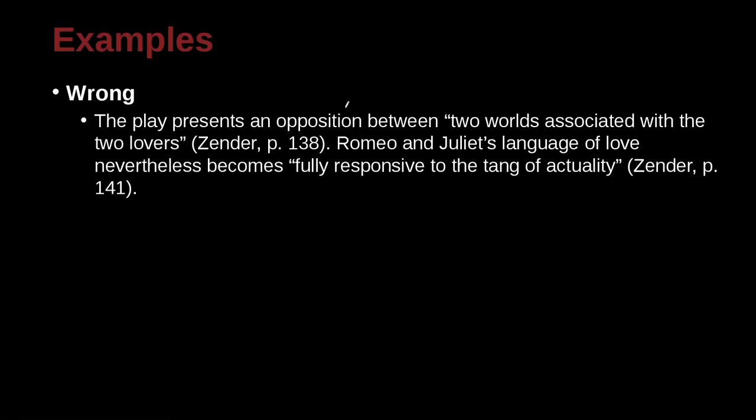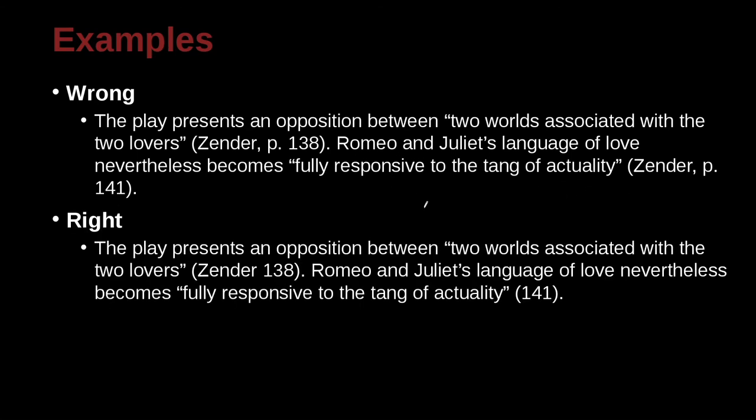The play presents an opposition between, quote, two worlds associated with two lovers, Zender, page 138. Romeo and Juliet's language of love nevertheless becomes fully responsive to the tang of actuality, Zender, page 141. So we have this case where we have Zender twice in the same paragraph. The way for MLA to handle this is, of course, first of all, very simple, name and page number. No comma, nothing special. And then the second time for the second quote, just the page number, because we already have the author in the same paragraph.